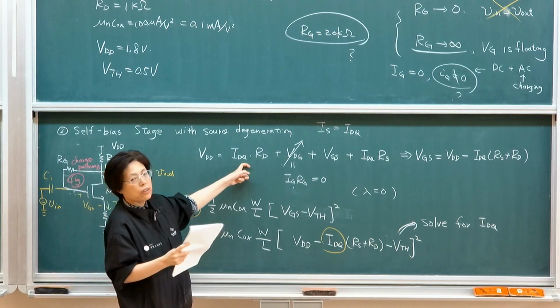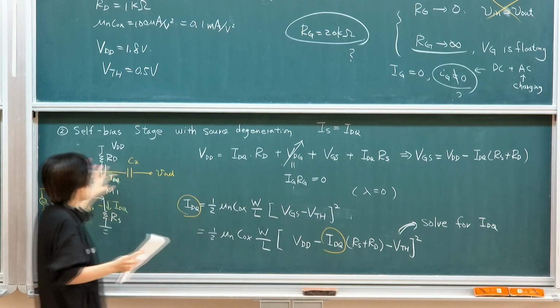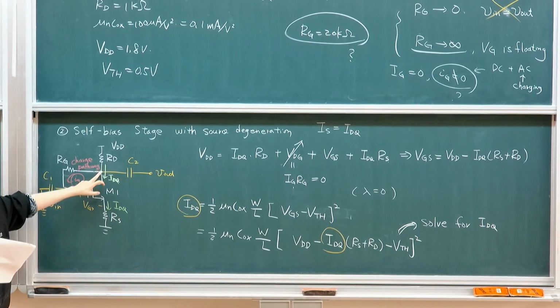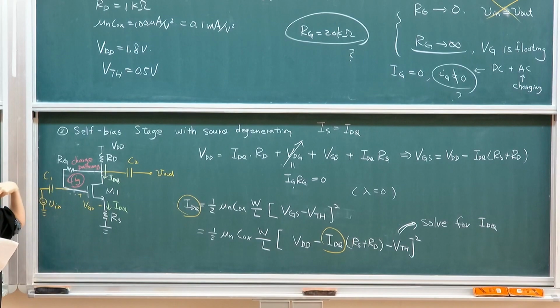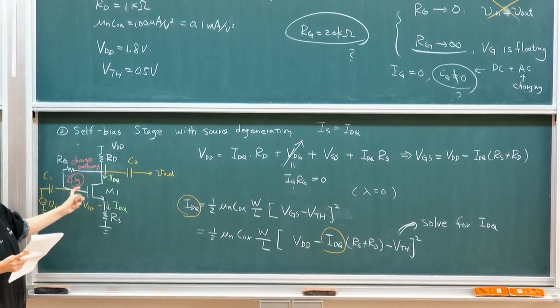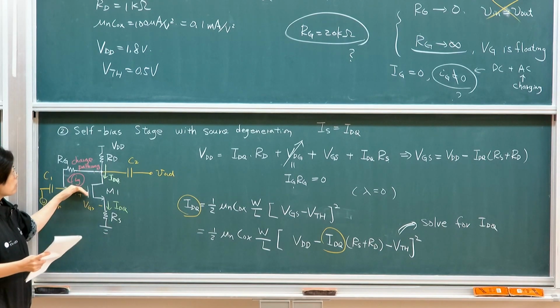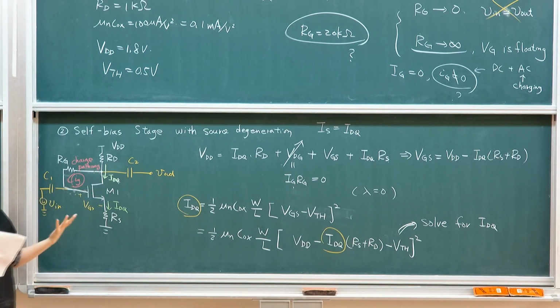So that's the main difference why we wanted to have RG. Even though for DC you don't actually see RG in the overall equation, it still plays an important role in making sure this level equals this level at steady state. Otherwise, because there's no current path, it's only for charging. Once it reaches steady state, there's no constant leakage current from the gate, from that terminal. Okay?